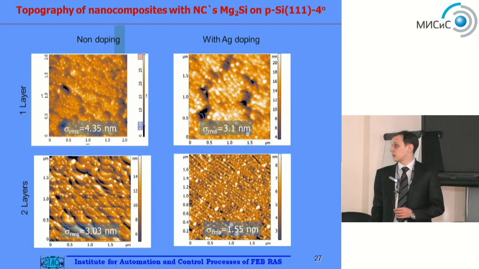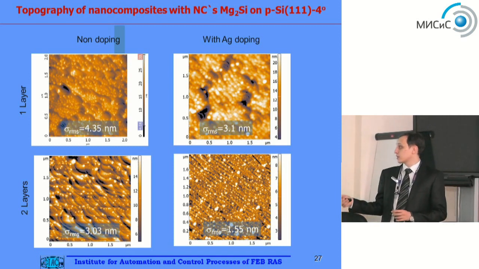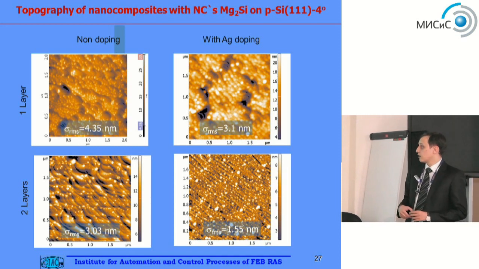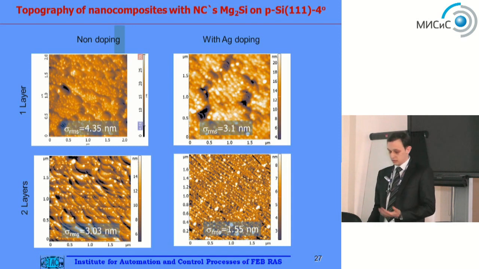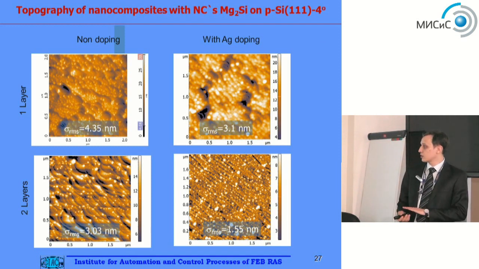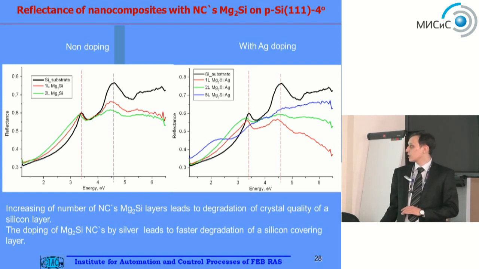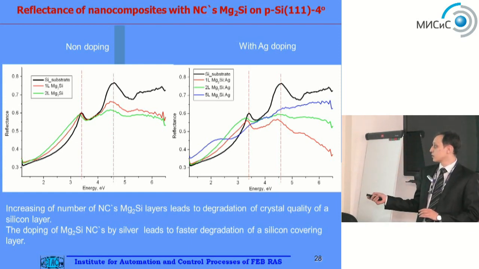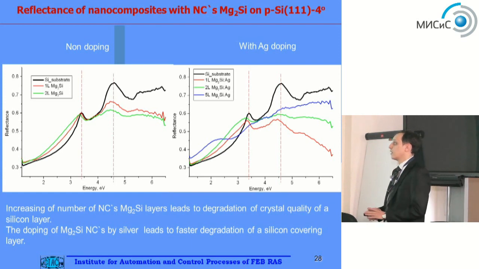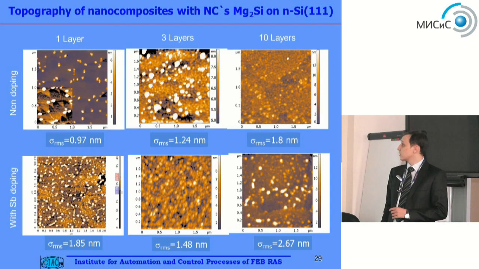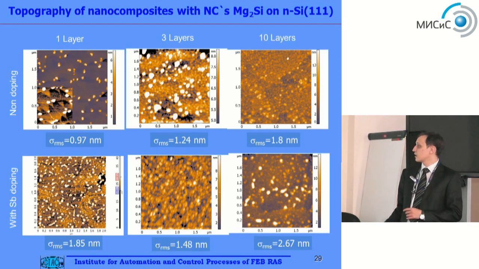What we see is that, comparing doped samples and non-doped samples, with doping the roughness of the samples decreases, and it's very good because we can grow on a smooth, not atomically smooth, surface. But by optical data, the crystal quality of the silicon layer decreases if we use doping compared with the non-doped sample. Also, with increasing number of layers, we have degradation of the silicon top layers. Also, on p- and n-type silicon, the same situation.